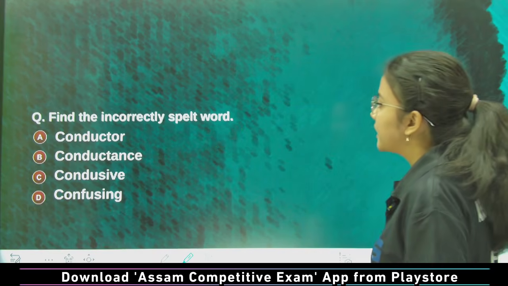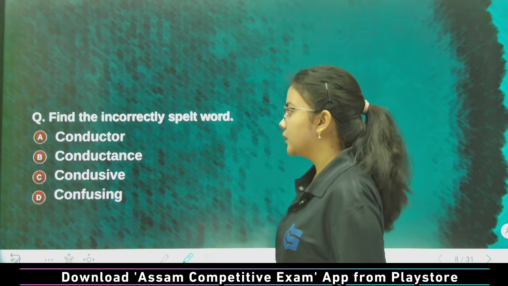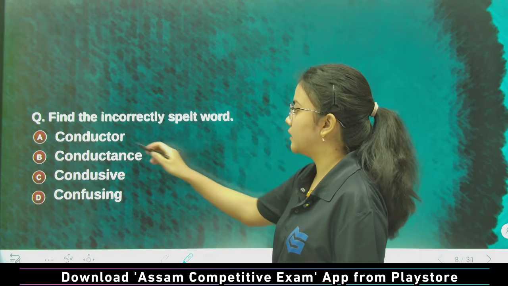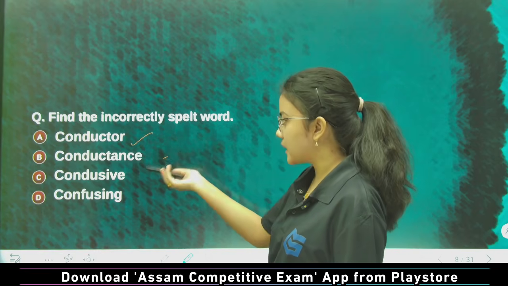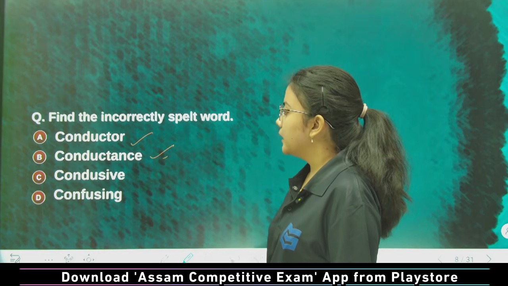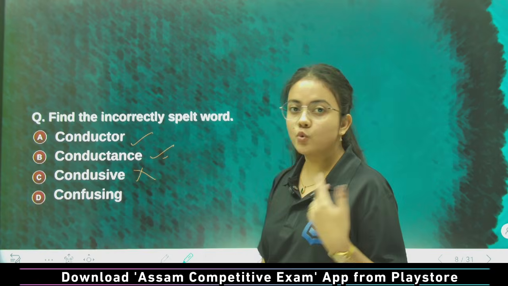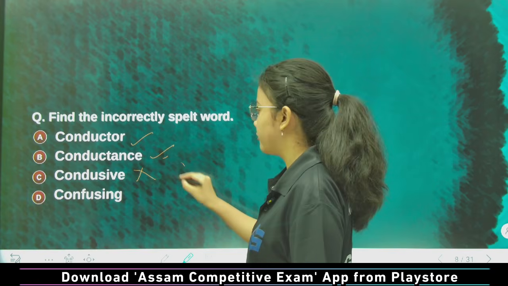Next, find the incorrectly spelled word. Conductor, C-O-N-D-U-C-T-O-R, conductor is correct. Conductance is correct. Conducive, this is wrong. Conducive, no, we say conducive.